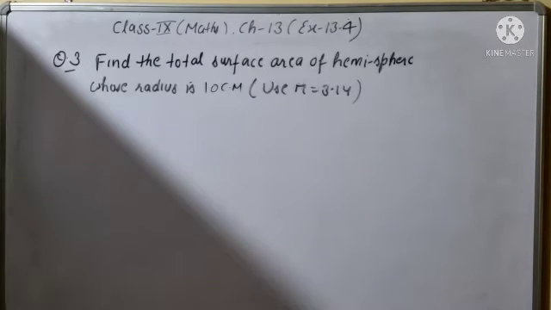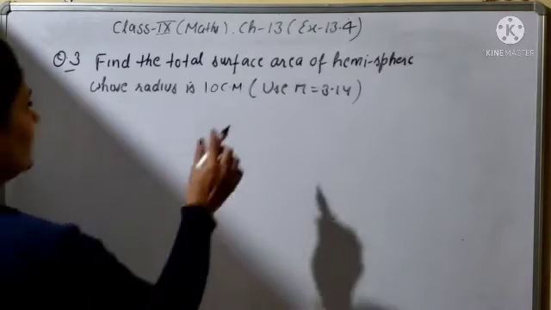And what will be the total surface area? So simply 4 pi r square you will apply, and you can do these questions yourself. Okay, so question number 2 I am not explaining. Now the next question we will start. What is the next question? Question number 3, find the total surface area of hemisphere whose radius is 10 centimeter and use pi is equal to 3.14. Clear? So it is hemisphere.